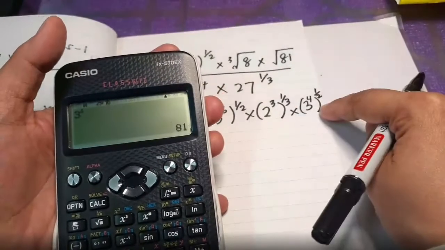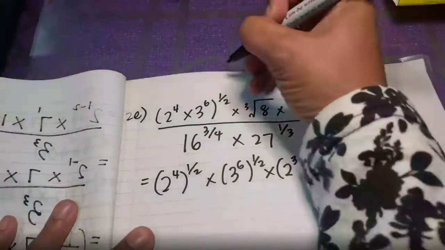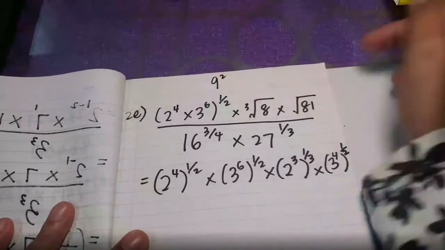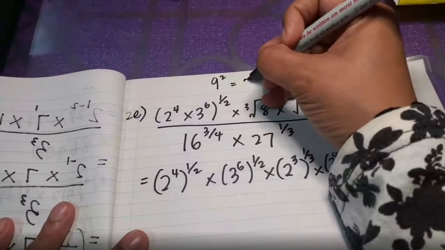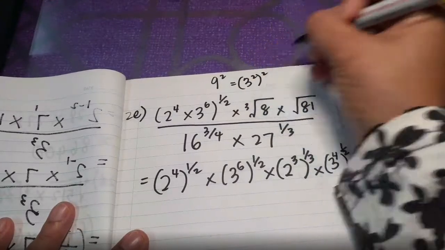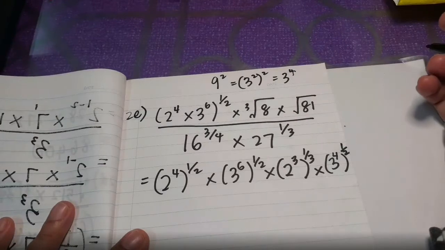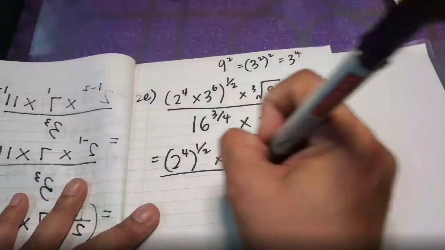3 to the power of 4. Yes, 81. Okay, look. Let's say you get 9 to the power of 2, right? You know 81 is 9 to the power of 2. So you change to the smallest base. 9 is 3 to the power of 2, so this is power of 2. So straight away we get 3 to the power of 4. Okay, make sure you use the smallest base for indices.